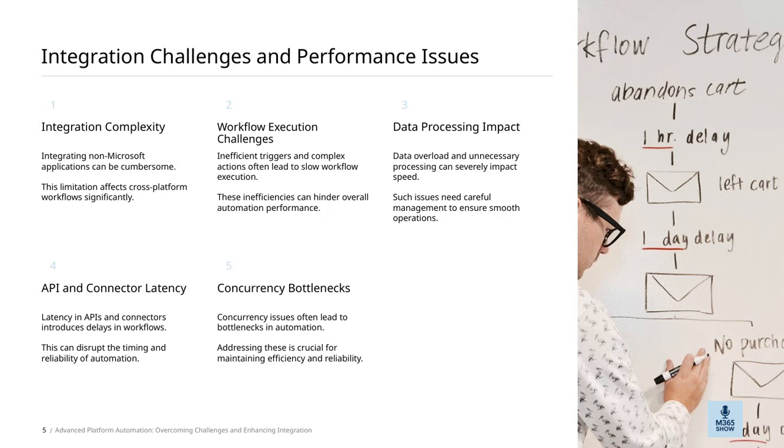Let's take a closer look at some of the common integration challenges and performance issues we encounter. First, concurrency issues often create bottlenecks in automation workflows. When multiple processes try to run simultaneously, it can slow things down and impact overall efficiency and reliability. Addressing these concurrency bottlenecks is crucial to keep everything running smoothly.